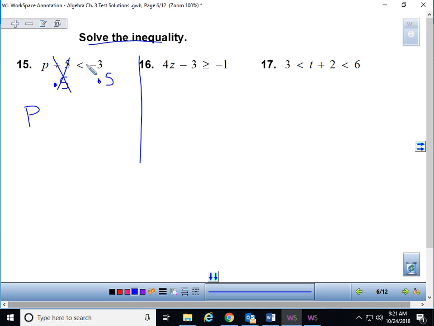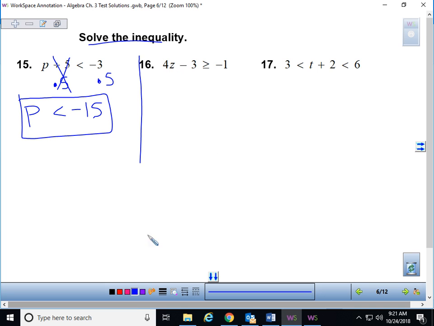This gives me p less than. Now, I'm not multiplying by a negative number. 5 was positive. So this inequality symbol stays the same. Negative 3 times 5, well, negative times a positive is a negative. 3 times 5 is 15. You do not need to flip that inequality symbol.